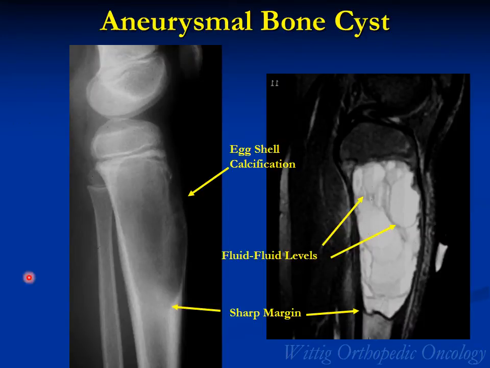This is an example of an aneurysmal bone cyst. Here is an X-ray, and you see a fairly well circumscribed lesion, with a sharp zone of transition between the tumor and adjacent bone. The bone is expanded, however there's an eggshell rim of calcification around the expanded component. And on the MRI you see fluid levels, but you see a relatively well circumscribed lesion, with a sharp zone of transition between the tumor and adjacent bone. There's no permeation into the normal bone, and there does not appear to be any moth-eaten appearance. There's no Codman's triangle.